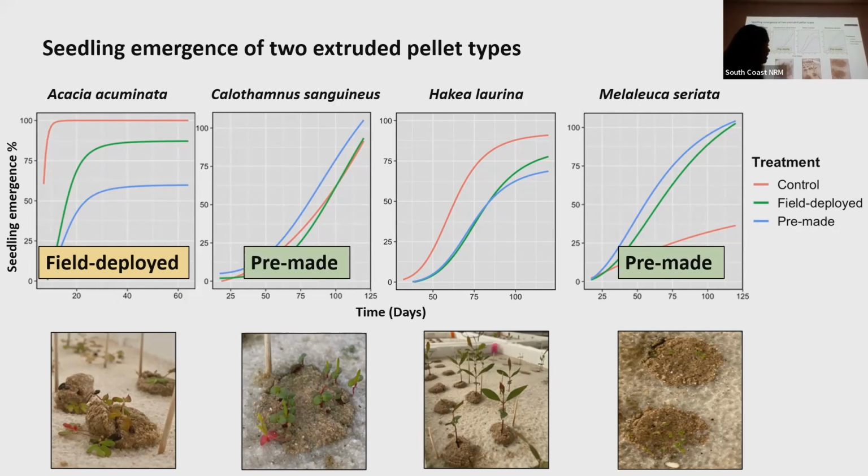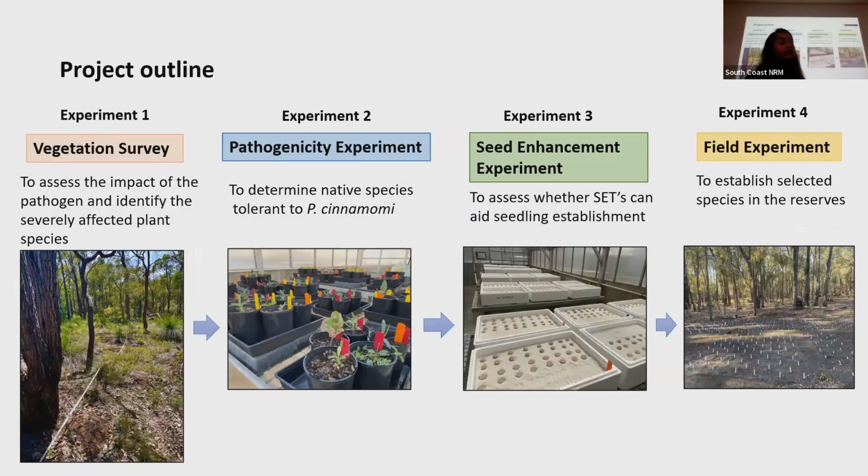However, in Hakia, unfortunately, seedling emergence percentage of both pellets was significantly low when compared to the control. However, we didn't observe any significant difference between the 2 types of pellets. So considering all the benefits that pellet can provide to the seeds, we decided to take pre-made pellets of Hakia to the field. So the final experiment is trying to establish these species in the reserves.